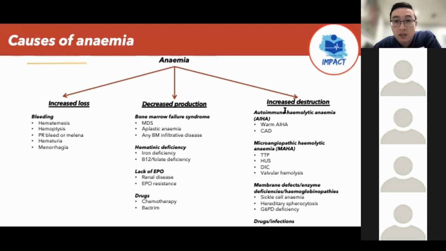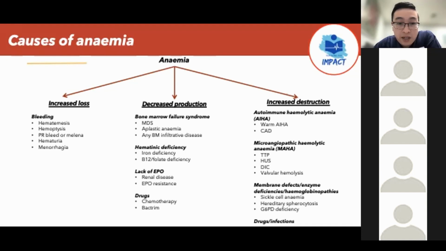And the second thing that you look at is whether it's positive for IgG or C3b. And if it's positive for IgG, it is warm autoimmune hemolytic anemia. If it's positive for C3b, then it's cold agglutinin disease. And you treat it differently.